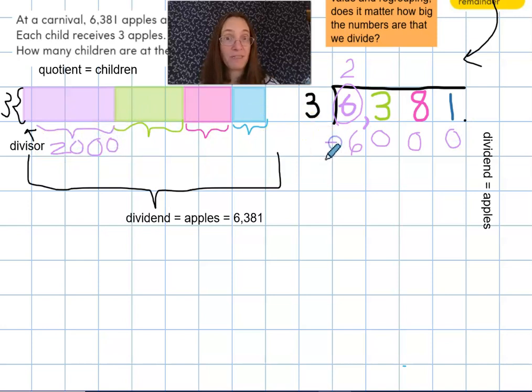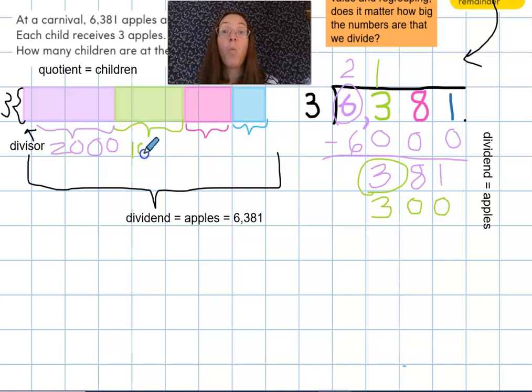Once I've passed out those 6,000 apples, I will have 381 apples left. Let's go ahead and pass out some apples to some hundreds of kids. I'm in the hundreds place right here. 3 times 1 equals 300. So if I pass out 300 apples, they will go to another 100 children. So far my quotient is 2,000 plus 100. So I've taken that many apples away. How many apples are left? I've got 81 right here.